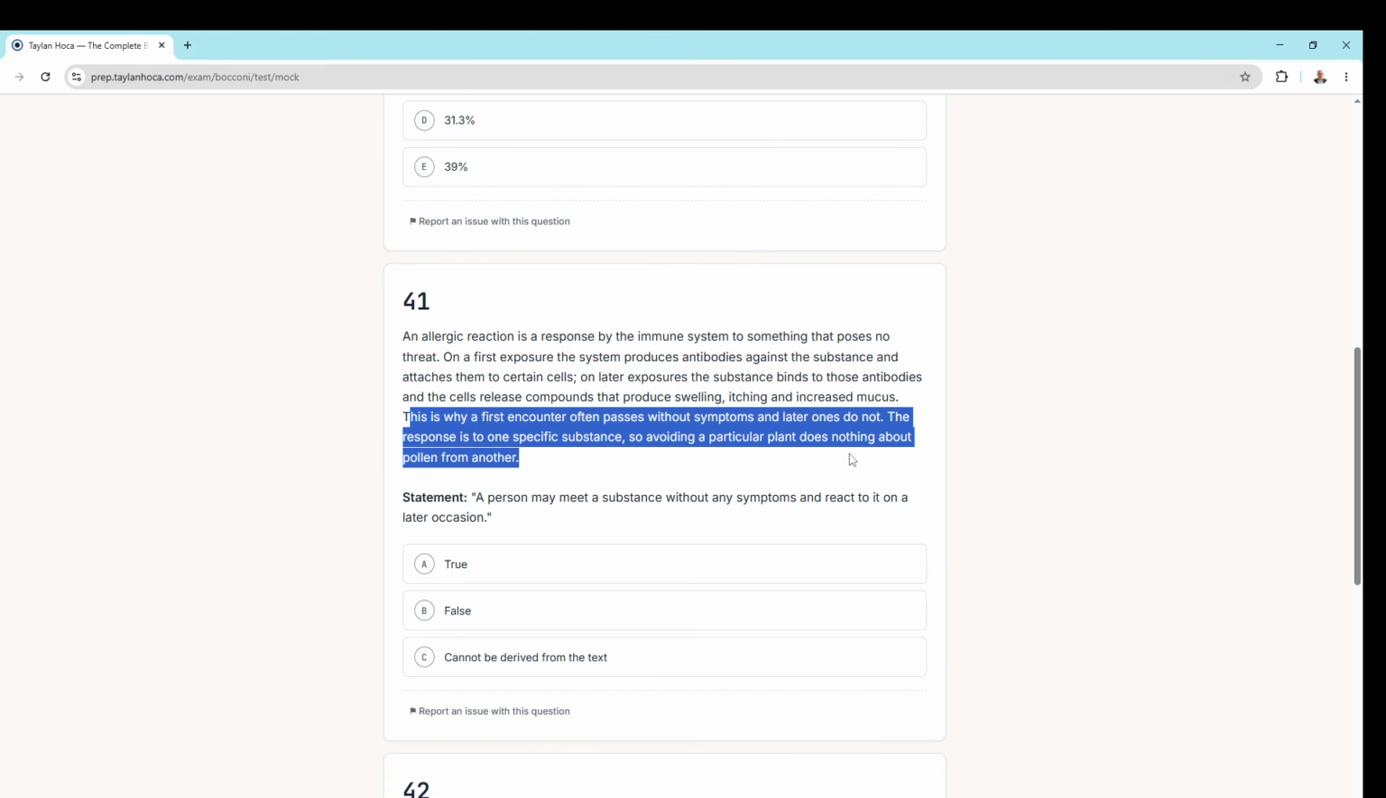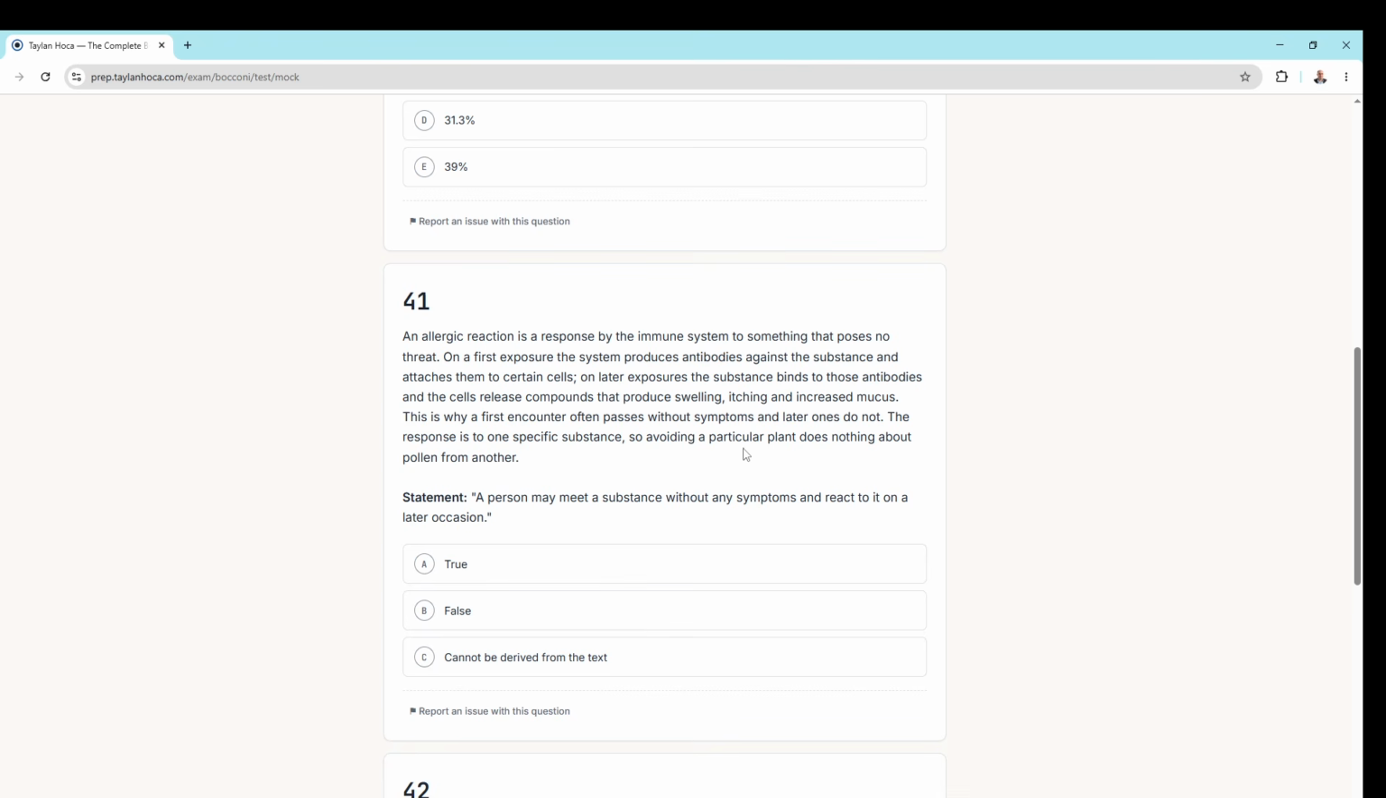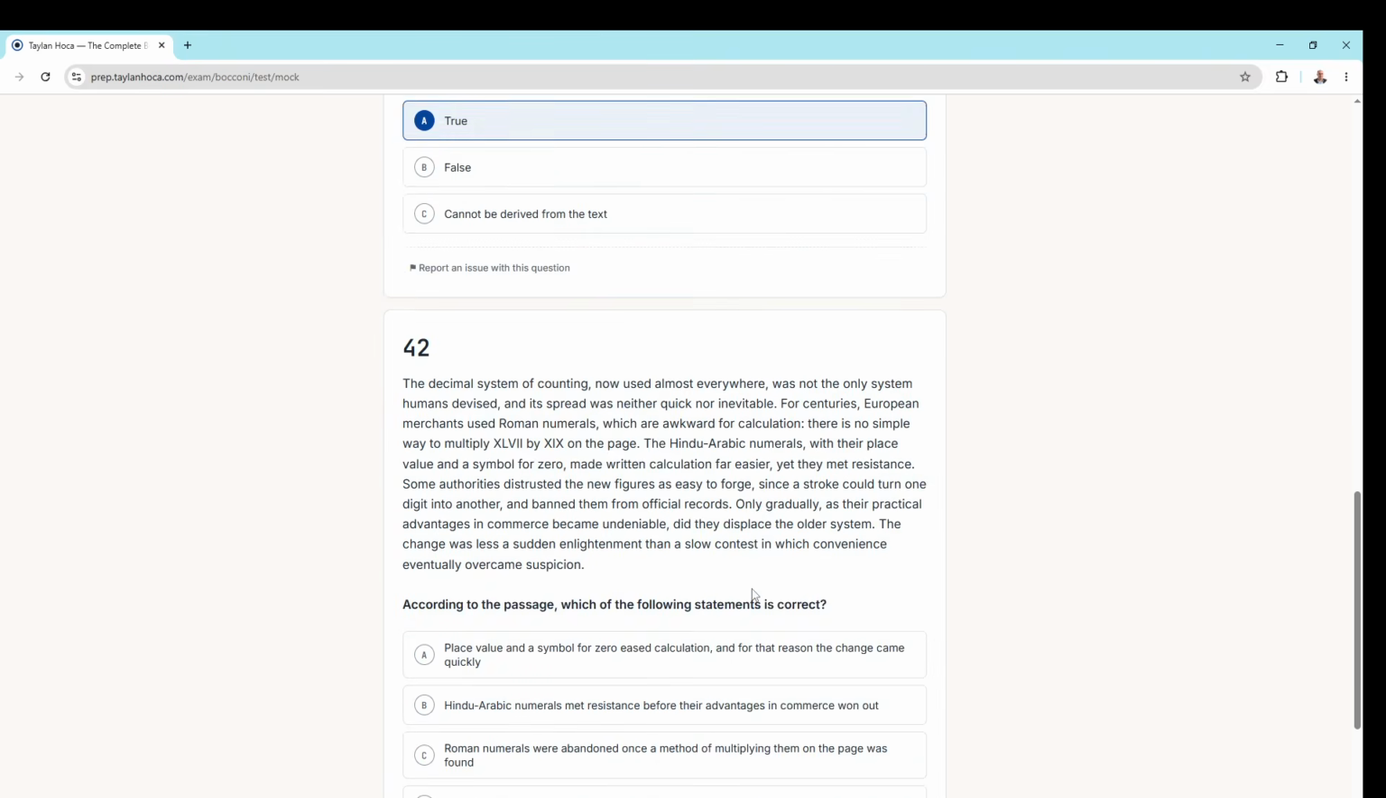The response is to one species, so avoiding a particular plant does not help with pollen from another. May meet a substance without any symptoms and react to it later. Yes, true. It's about that. Okay.